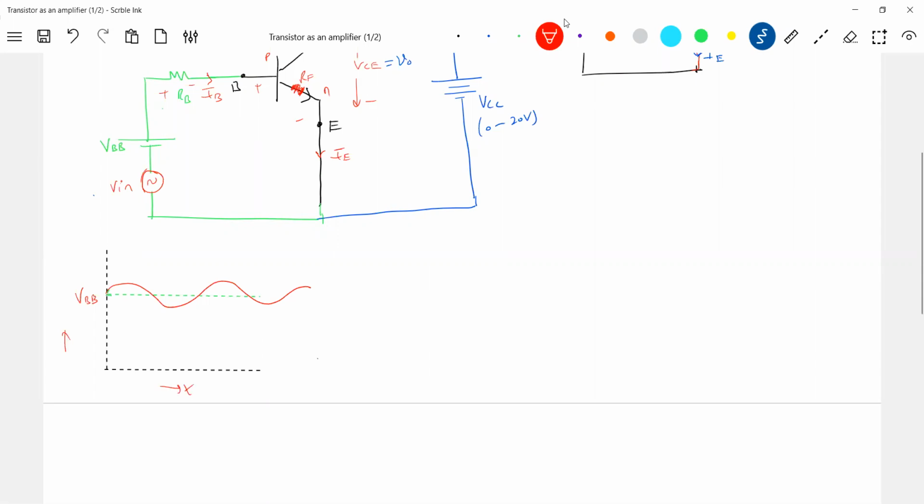If you remove this V in, okay, constant current will flow. Now, if this overall voltage changes here, what happens to IB? IB should also change. This is the main concept I'm trying to bring out here. Without the AC signal, the current flowing here will be constant. Because of the AC signal, it will now fluctuate, so the current will also vary.